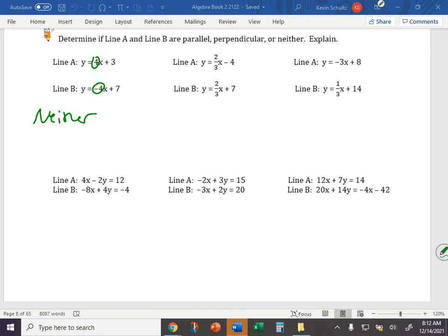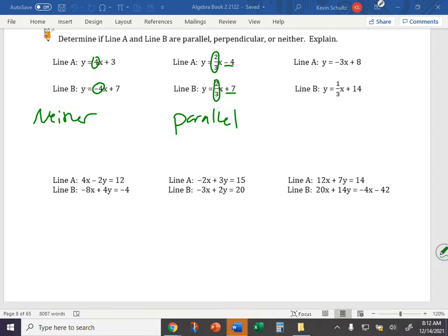So you're looking at the y-intercept here. We don't care about that. We care about the slope. And the slope of each line is 2/3. Okay? They're the same. Therefore, they are parallel.